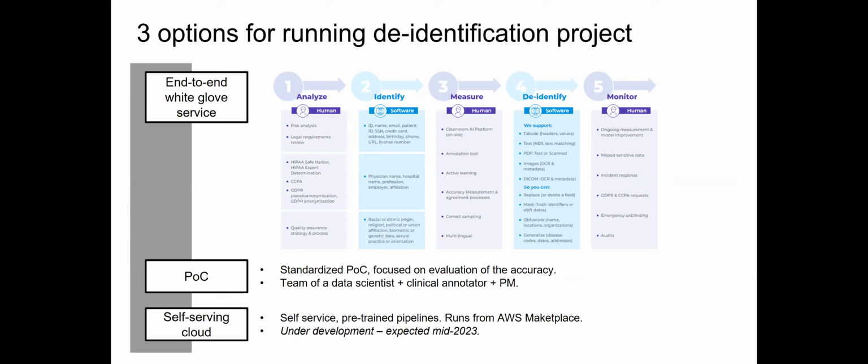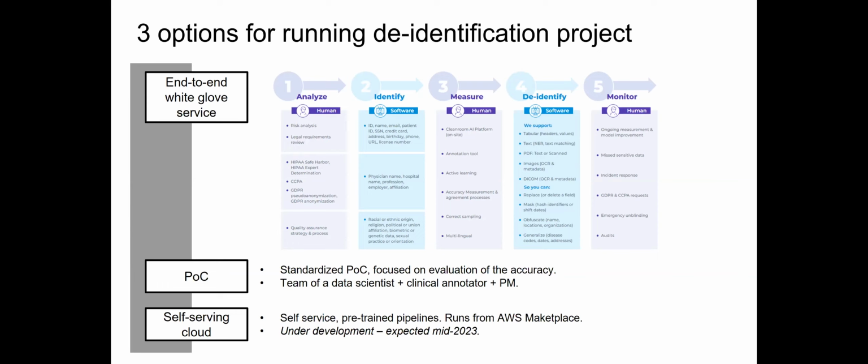Let's say emergency unblinding. If there is a request that you need to unblind some of the identified records because, let's say, a patient is at risk, or you need to respond to a request for audits, etc. So this is an end-to-end solution. It depends on the agreement with the customer. We can do everything, or some of those steps can be covered by the customer and we only support. It depends on the nature of the customer and the nature of the required relationship.